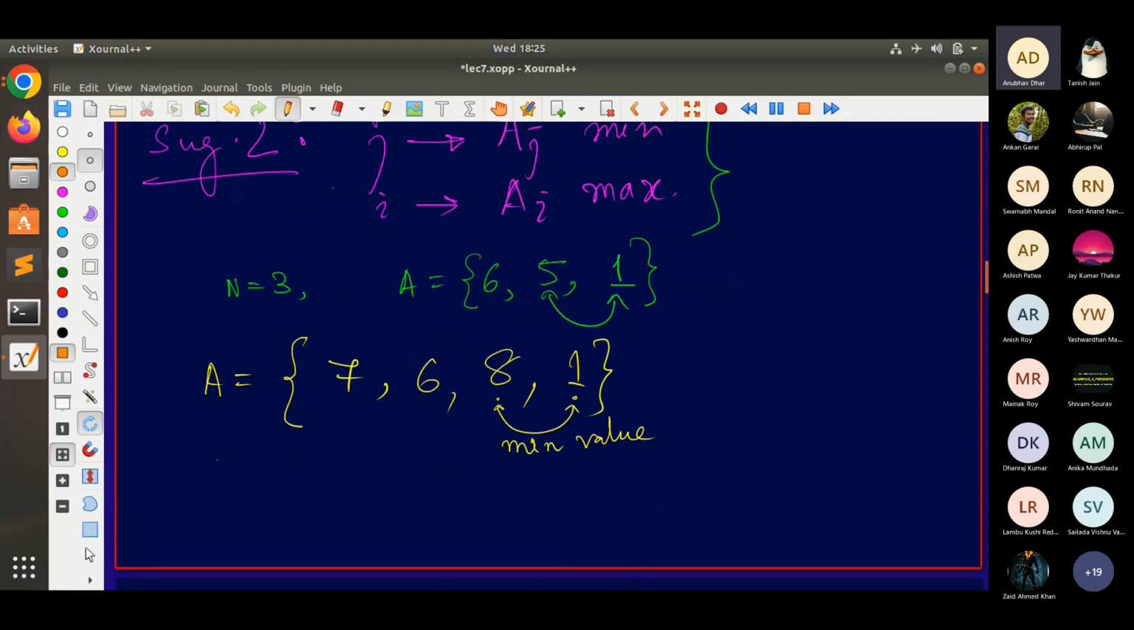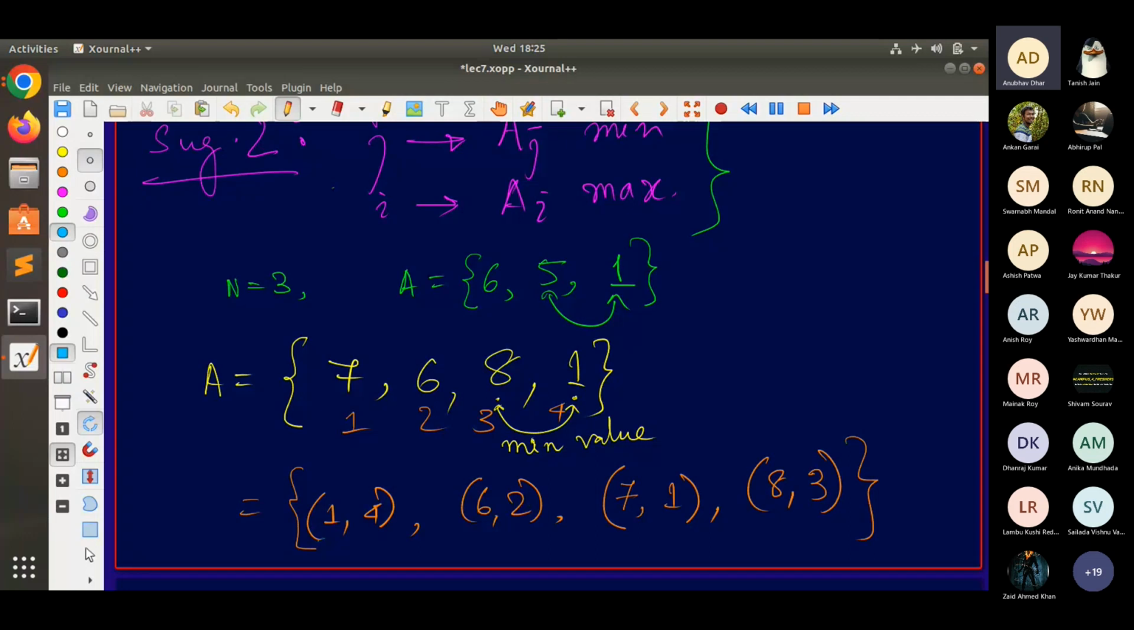Okay, so when you sort it with respect to A_i comma i, let's just keep the index as 1, 2, 3, 4. So you get 1 comma 4, 6 comma 2, 7 comma 1, 8 comma 3. So do any of these consecutive pairs give you a better answer than this? This gives you -7, right? Just check if any of these give you -7. I don't think any of these will give it.